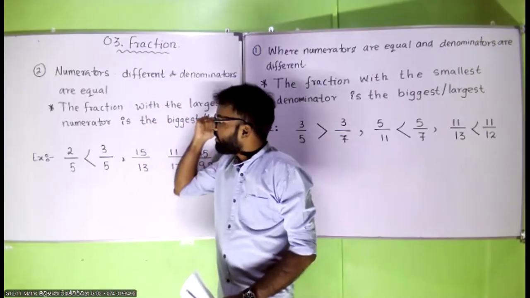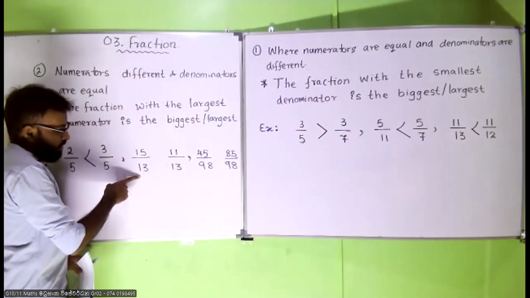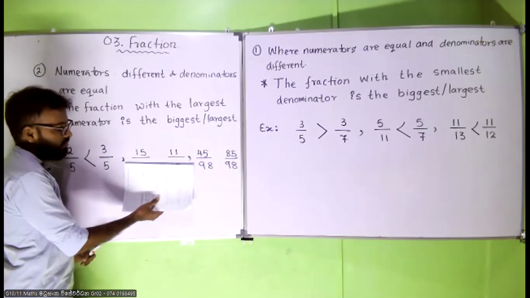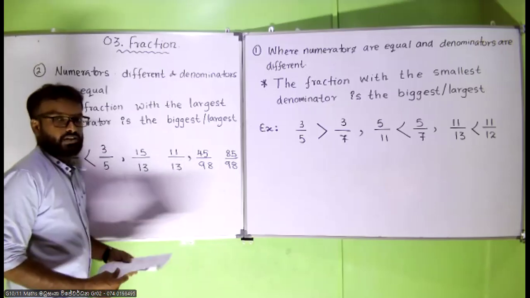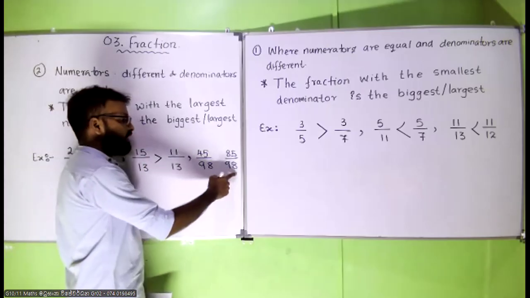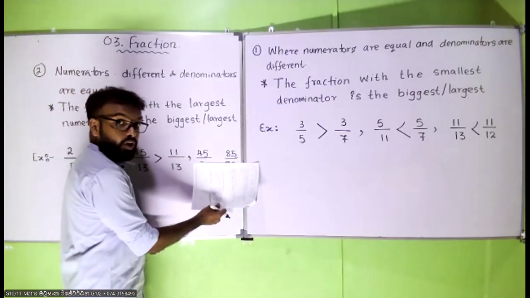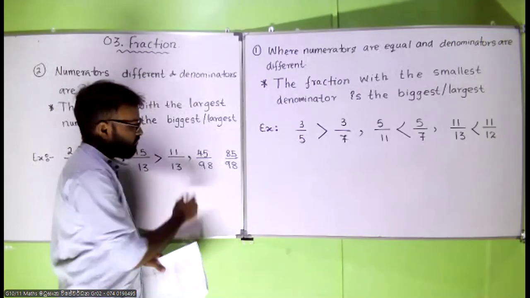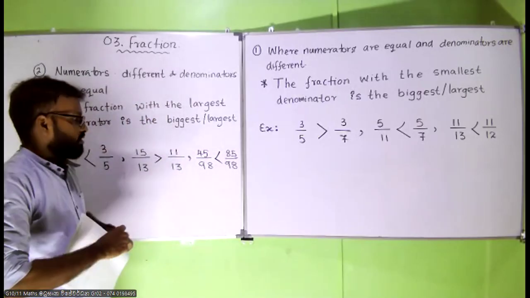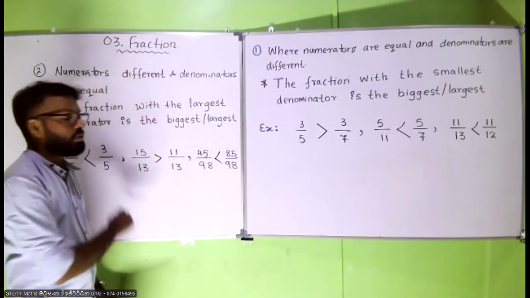So let's do this one. 15 and 11, which one is bigger? 15. So this fraction is the biggest. 98 and 90. Forget the denominator. Which one is biggest, 45 or 85? 85 is the biggest. So when you compare these fractions, this one is the biggest.